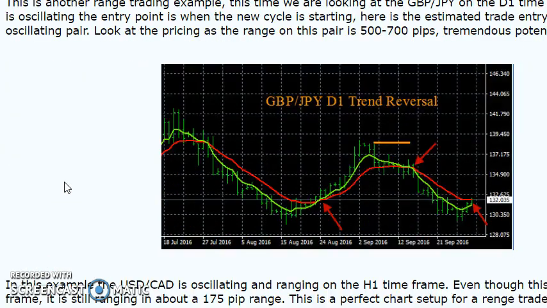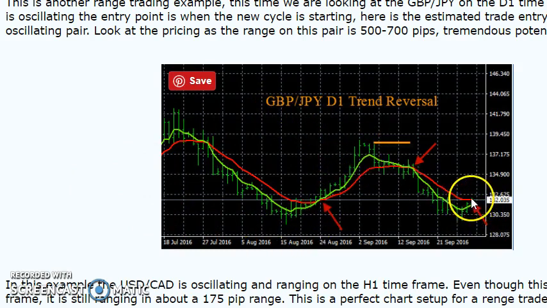Here's another ranging example. This pair is the pound yen, and it's ranging on the D1 time frame. Okay, so from the time this pair crossed here and you had an entry point, from the time it went up to here, this is 700 pips right here, because this is a volatile pair. So it's getting ready to cross again.